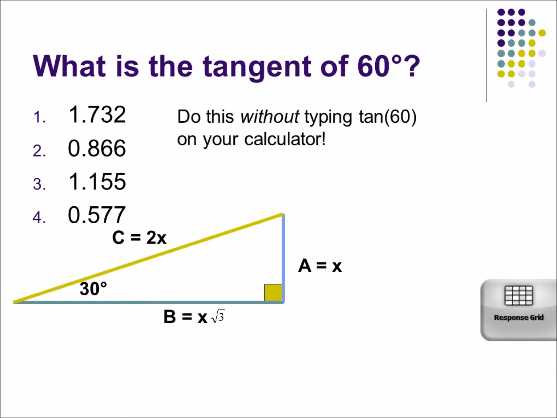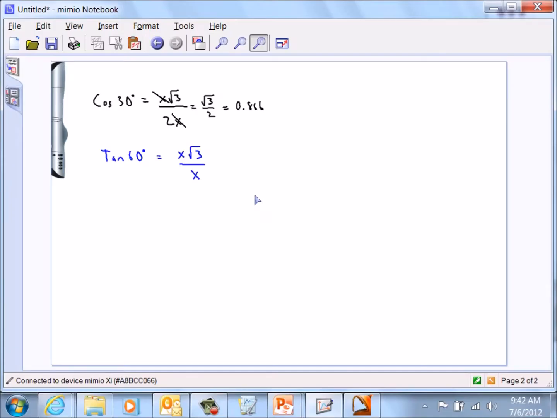Let's try another one. What's the tangent of 60 degrees? And again, I'd like you to try it without using your calculator. Now, notice the 60-degree angle would be the top right angle. It's not labeled, but if the bottom left is 30, the top right has to be 60. Take a minute to try to work that out. This is what you should have written.